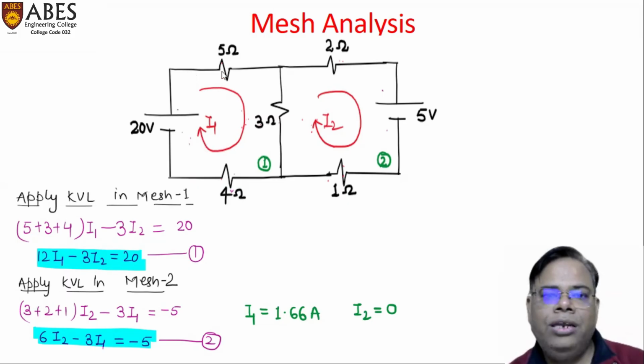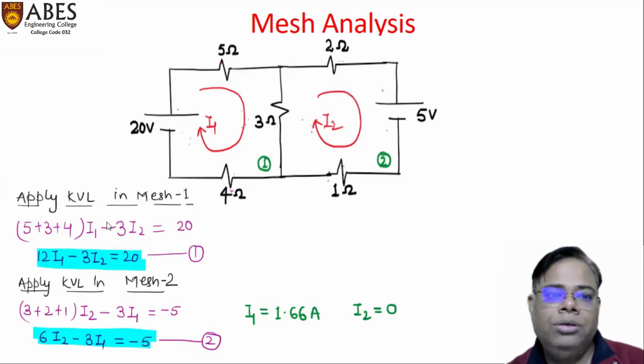As you can see here, 5 ohm, 3 ohm and 4 ohm. 3 ohm is the resistance that is the common resistance in between mesh 1 and mesh 2. This particular 3 ohm resistance, we will write here and multiply by the current that is flowing in this particular resistance except I1. So that would be I2.